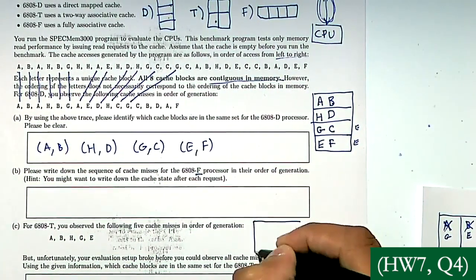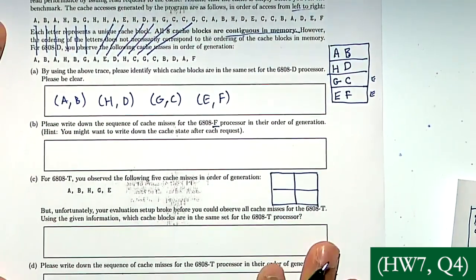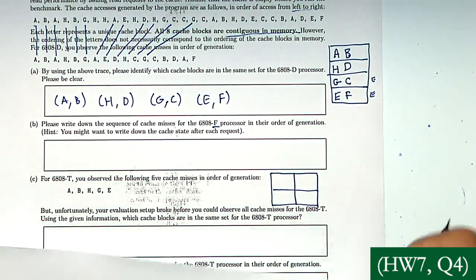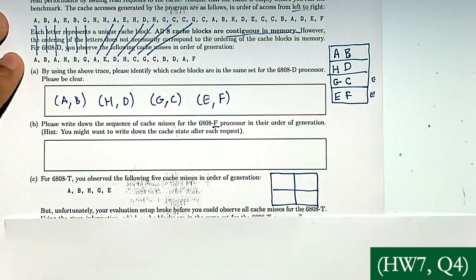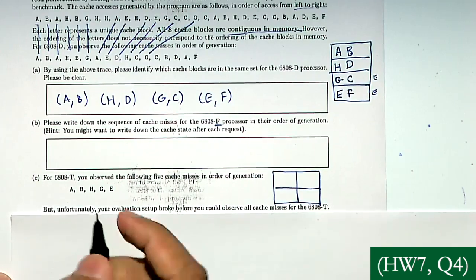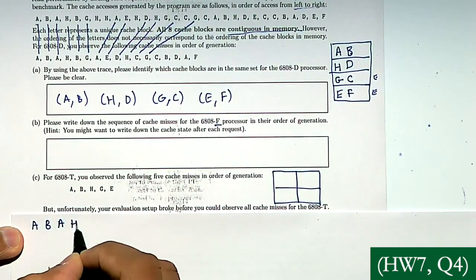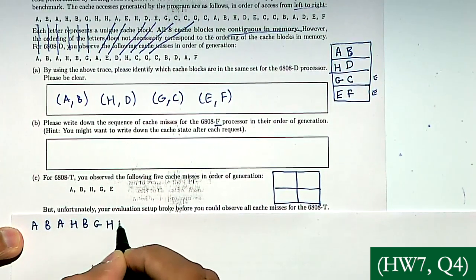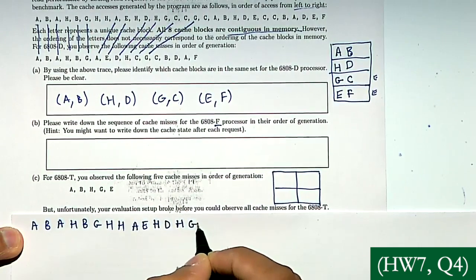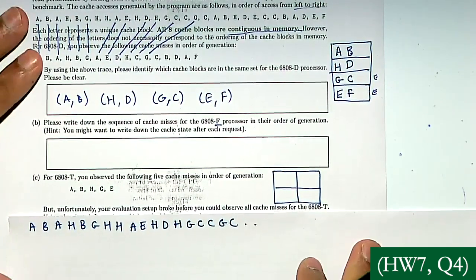So I'm going to draw an empty two-way set associative cache here. And we can go through and do the same process and figure out what's going on. So over here, let's see. Should I write this down again? I don't know. Do you think it's necessary? So we have our sequence, which is A, B, A, H, B, G, H, H, G, G, G. So and so forth, maybe we'll need more later.